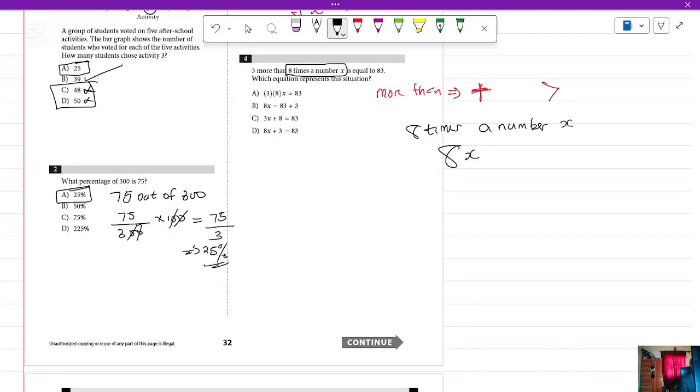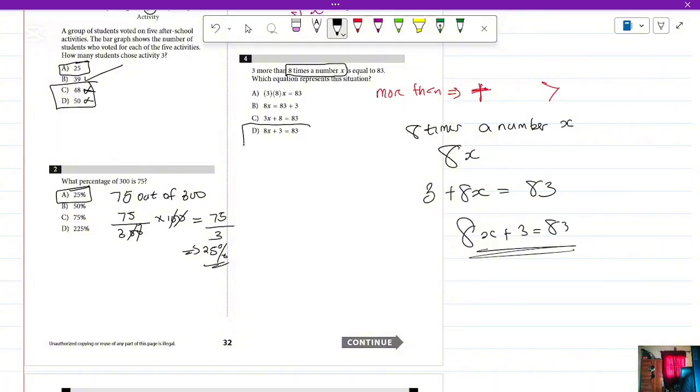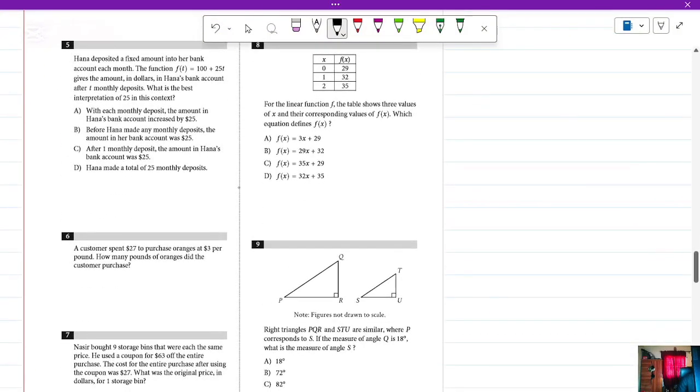So 3 more than 8x, that will be 3 plus 8x is equal to what? 83. So if I want to rewrite this now, I will have 8x plus 3 equal to what? 83. We are not asked to solve it. So the answer is going to be what? D. Now, let's move on to the next one.